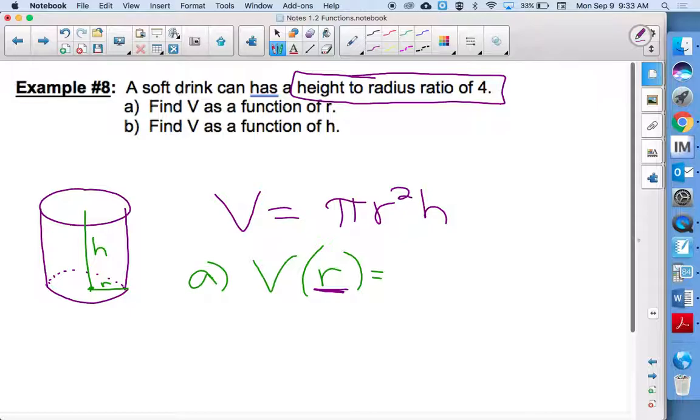So she said, would it be 4 to 1? What's 4 to 1? The height is 4 to the radius of 1. So she said the height is 4 to a radius of 1.